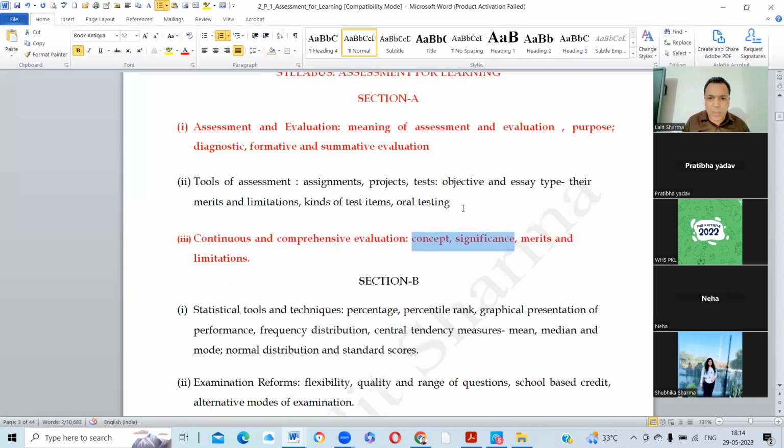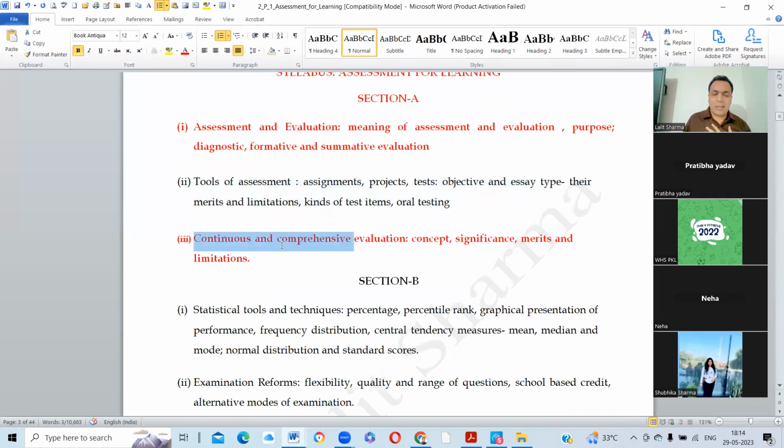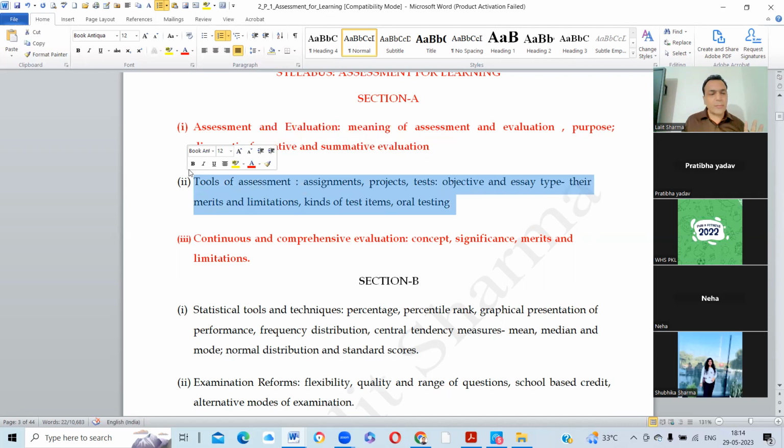Then guys, you have to come to this part. This part is although easy, okay, so you can make the plan according to yourself, but according to my opinion, go for the first part and third part. Then after that, go for this part for the short answer. Okay, this part, which is shaded, is talking about tools of evaluation and assessment.